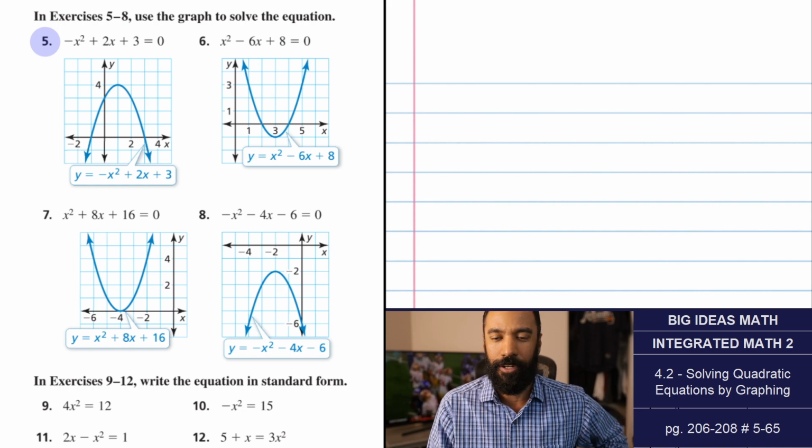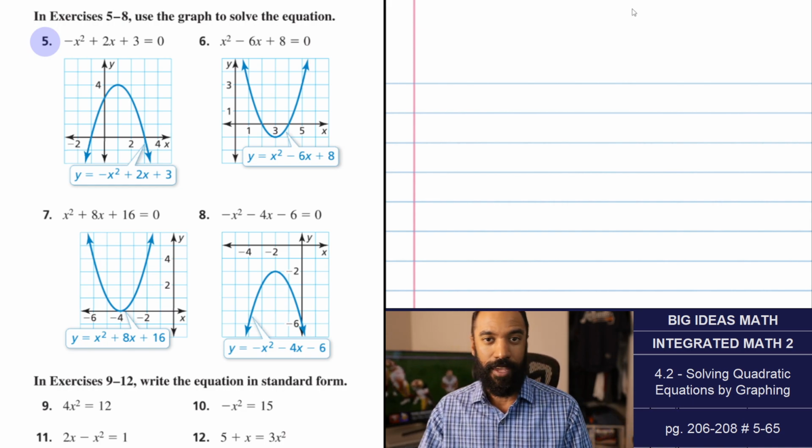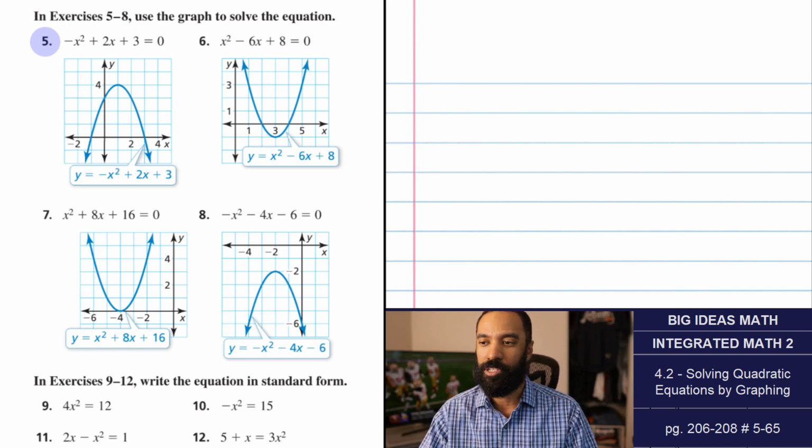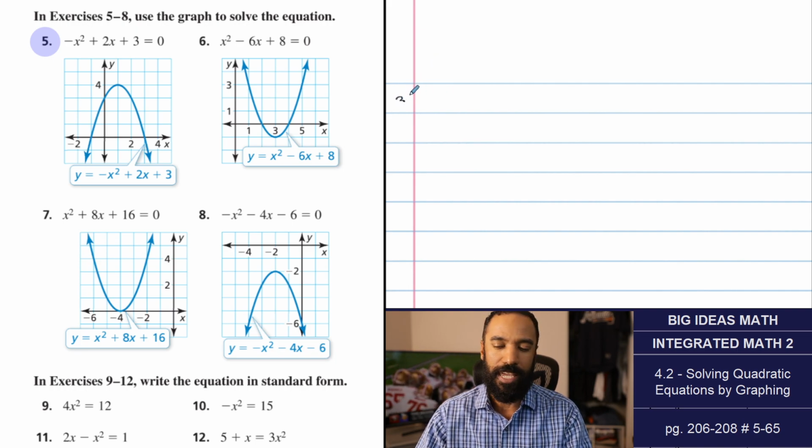Get your calculators ready just in case we have to use those in the future. Keep in mind, I'm not going to teach you how to graph again. I'll be doing the graphs, but that should have been based off previous problems. All right, use the graph to solve the equation. These are all written in standard form set equal to 0.